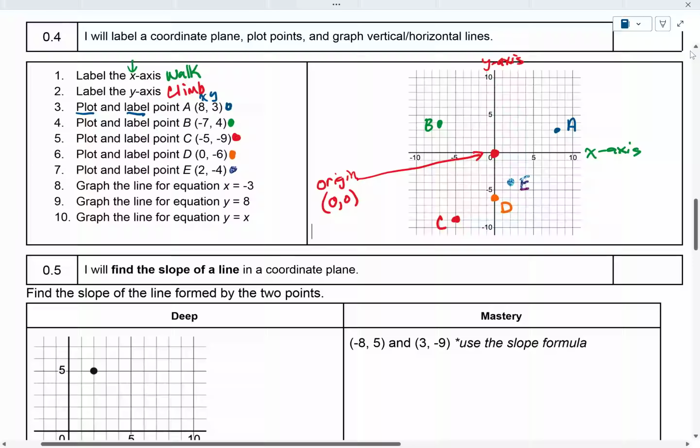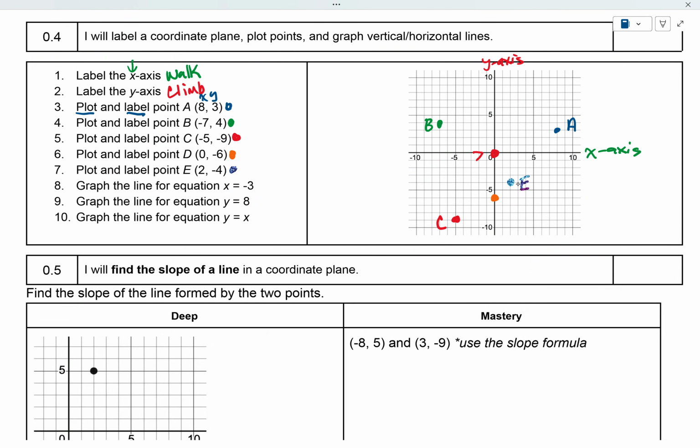All right, welcome in. In the last video, we talked about how to plot points. I'm going to clean this up a little bit, so now we can focus on question 8, 9, and 10, and learn how to plot not only points, but graphs, graph lines, okay? So I'm just going to remind my brain that this is the y-axis and this is the x-axis.